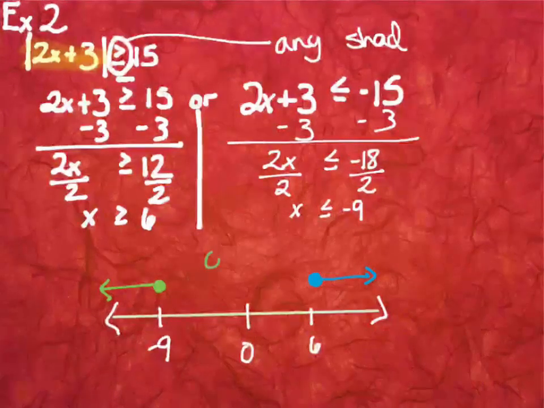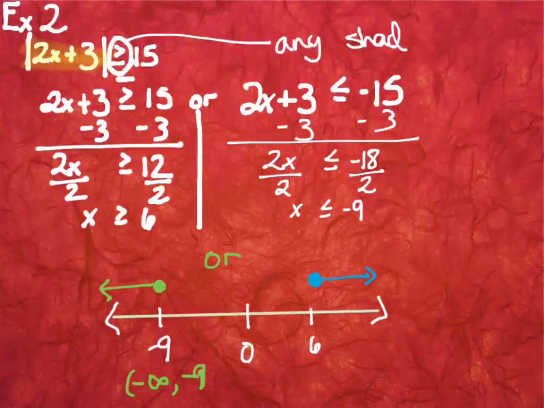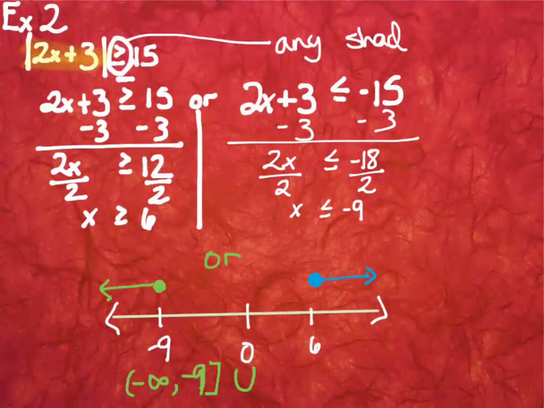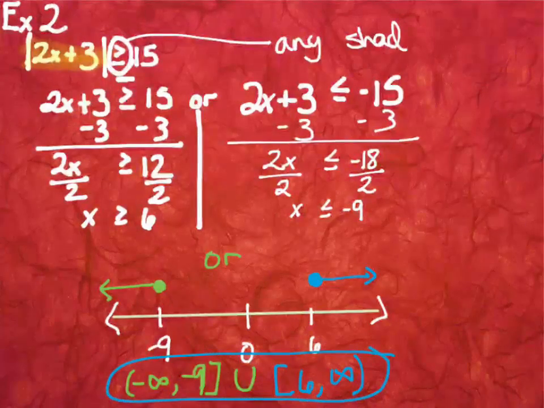Because it's or, this is okay. And so my inequalities are going to be negative infinity, comma, I stopped at negative 9, so I'm going to do negative 9, I can actually be there, so it's a square bracket. Unioned with, I started at 6, and I went till positive infinity. So anytime you have an or, there's a possibility to have one of these situations.